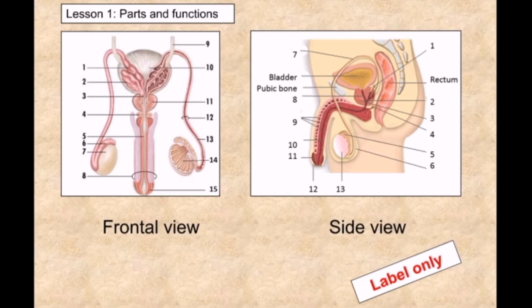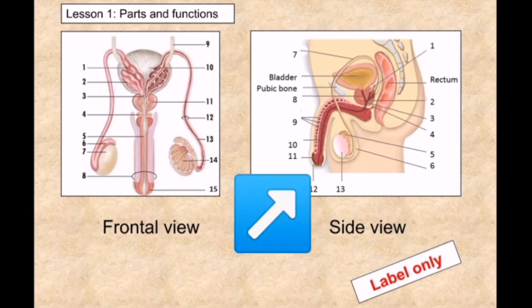So in this lesson 1, we're looking at the parts and the functions of the male reproductive system, which means if you look at the picture on the left-hand side, it shows you an unlabeled diagram of the male reproductive system from the front, so a frontal view. On the right-hand side, you see a side view.